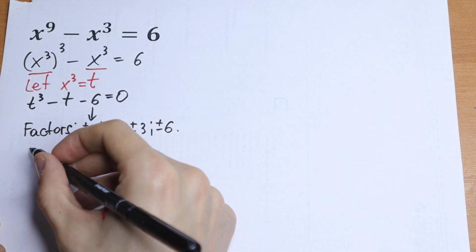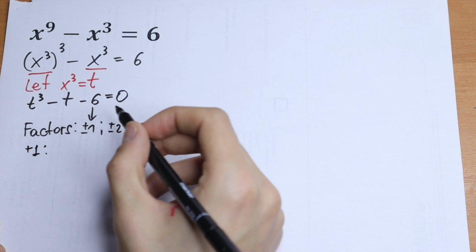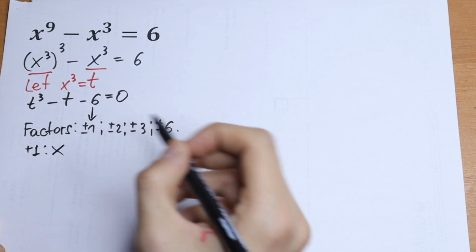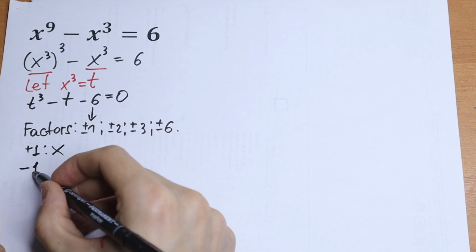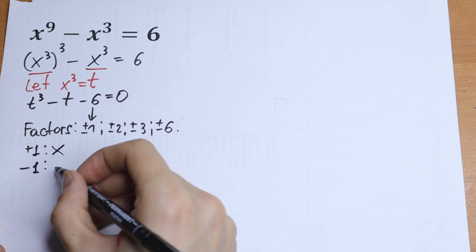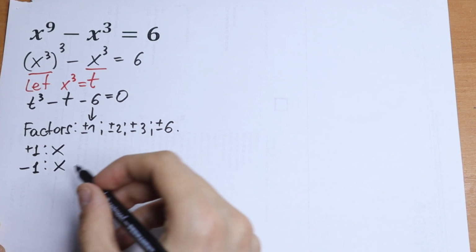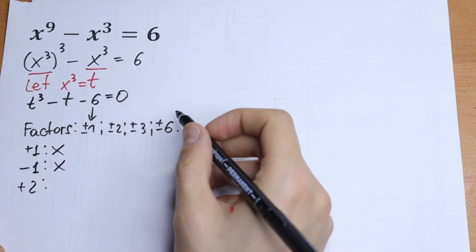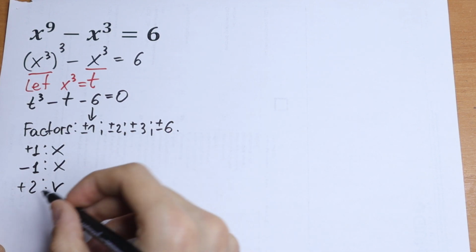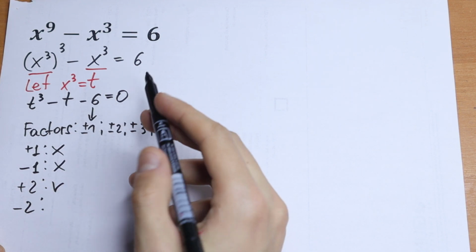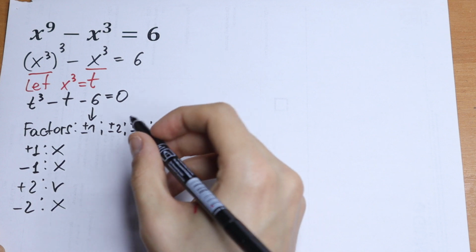First of all, plus 1, let's check real quick. We will have 1 minus 6, not equal to 0. This is not good for us. Minus 1, we will have minus 1 plus 1 minus 6. This is not equal to 0. The next one, plus 2, we will have 8 minus 2 minus 6. It will be equal to 0. This is good for us. Minus 2, we will have minus 8 plus 2 minus 6. This is not equal to 0.